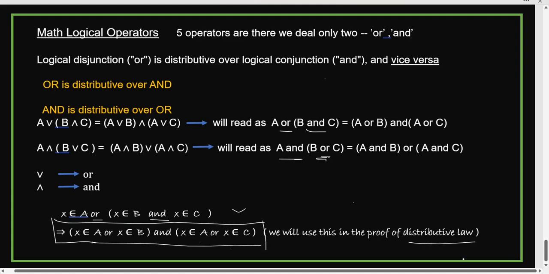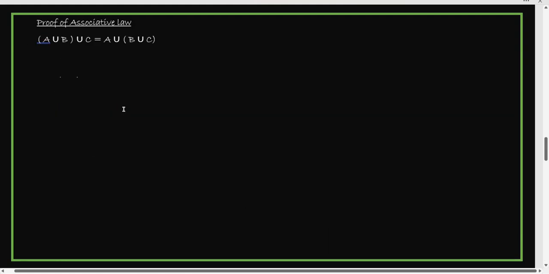Okay. Now we'll see the proof of the associative law. That is A union (B union C) equals (A union B) union C. So for that, what you have to show is that this set is a subset of this one, and the second set is a subset of the first set.